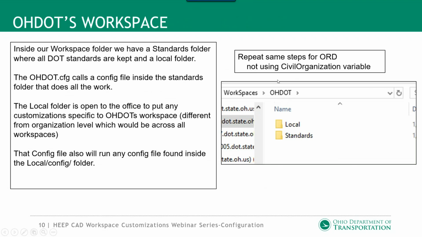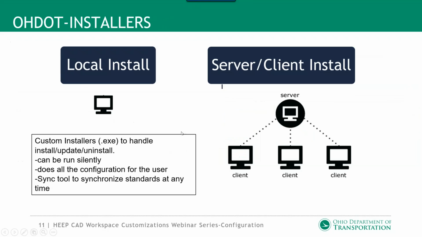Looking at what our workspace would be, say you go inside our ODOT workspace folder, you're going to see a standards folder and a local folder. Everything that we deliver would go inside the standards folder, and the local folder is open for the consultant. So this would be for any customizations that the consultant might have, like custom files or configuration, that would be specific to our workspace. So organization would be across all workspaces, where this local folder gives them a way to do a little bit of customization within just our workspace.